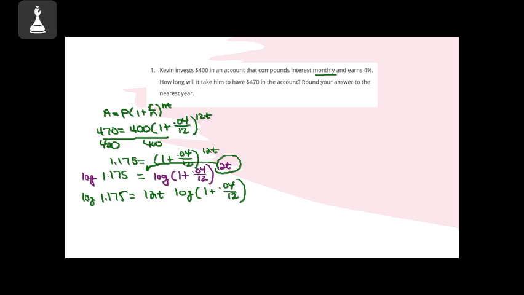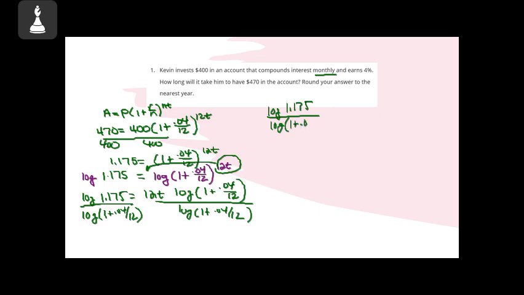Okay, our goal is to get t by itself. So the next thing I'm going to do is get rid of this log of 1 plus 0.04 over 12 by dividing by it. So I now have log of 1.175 over log of 1 plus 0.04 over 12 equals 12t. So I'm going to get this answer in my calculator, take that answer and immediately divide by 12. And you should end up with, if we round to the nearest year, 4 years. I will show you what this looks like on the next slide in my Desmos.